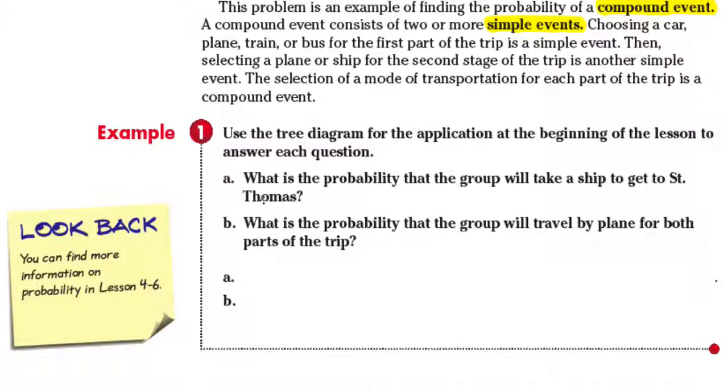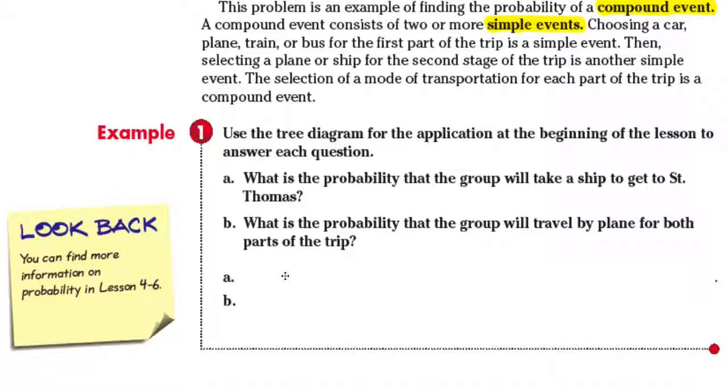So let's take a look at example number 1. Use a tree diagram for the application at the beginning of the lesson to answer each question. What is the probability that the group will take a ship to get to St. Thomas, and what is the probability that the group will travel by plane for both parts of the trip?